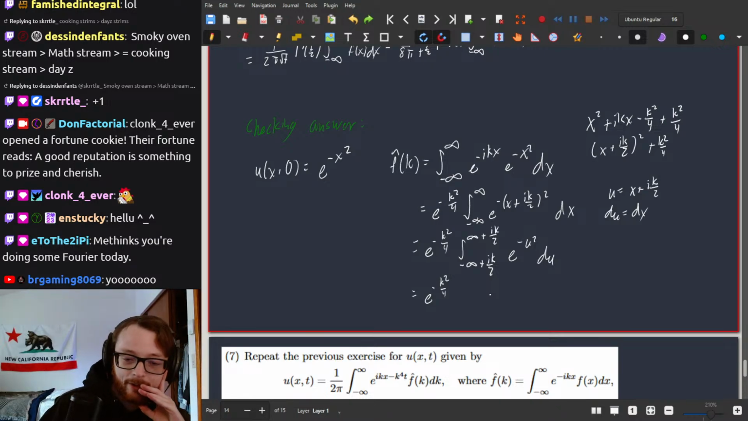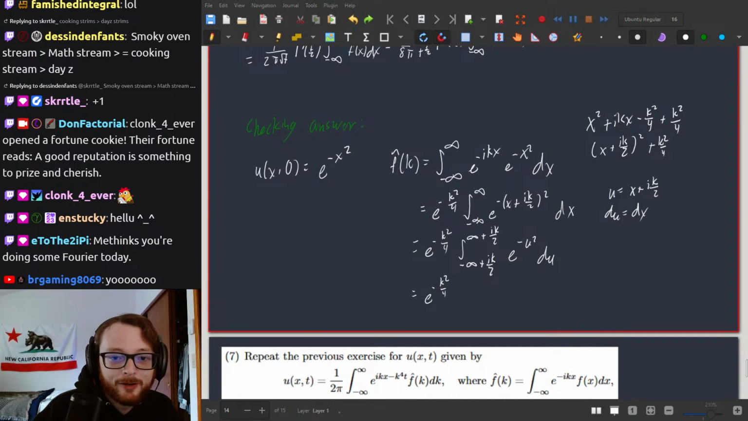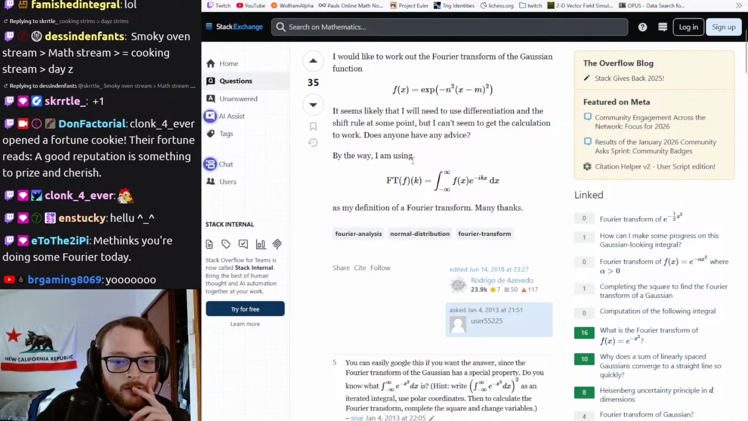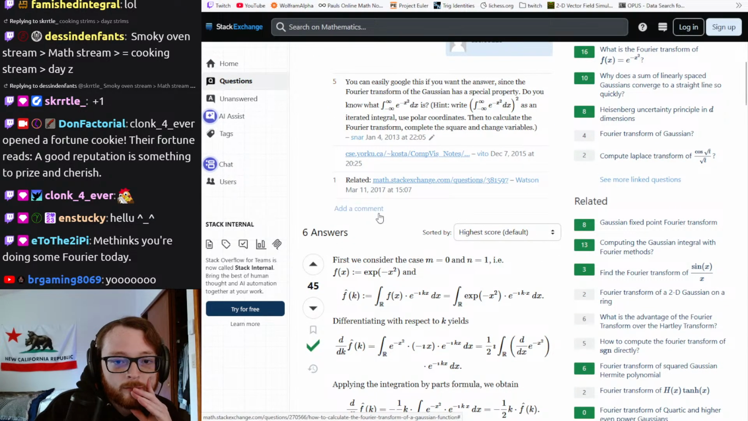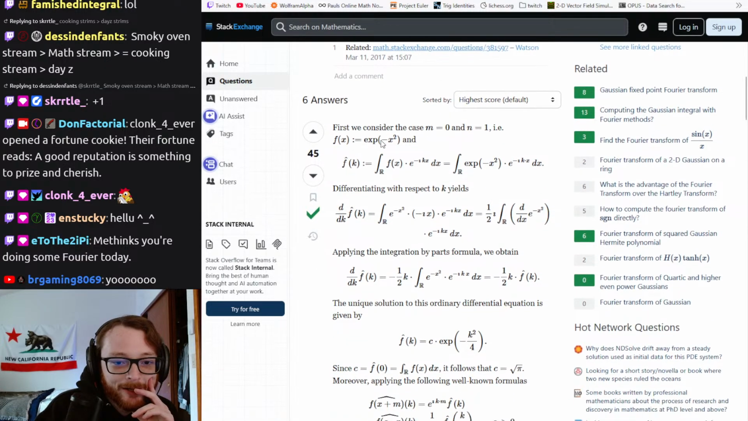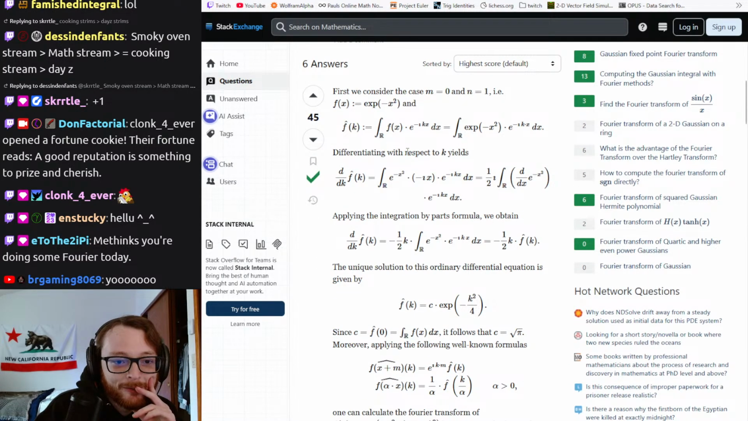This is actually kind of annoying. I don't quite know what to do with this now. Fourier transform of a Gaussian. Surely this is worked out. This is a pretty common thing for people to work out, and we can just find it. I hate it when I Google something and the top answers say you can easily Google this. It's like, that's what I did. I know they're not talking to me, but.